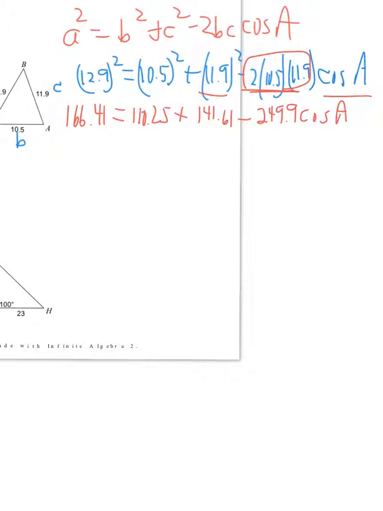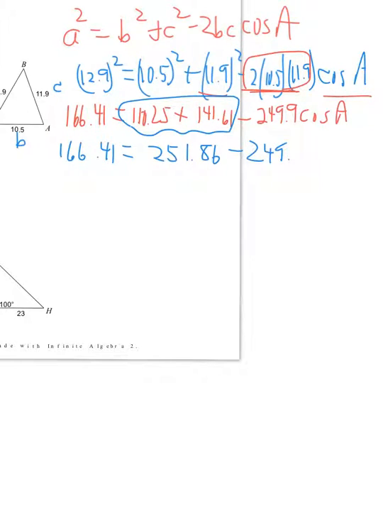So now I can combine these two on this side. I cannot put the minus 249.9 with it. So we're going to go 166.41 equals, if I put these two together, I get 251.86 minus 249.9 cosine A. And again, you cannot combine these. These are not like terms. This has a variable on it right here, and that does not.